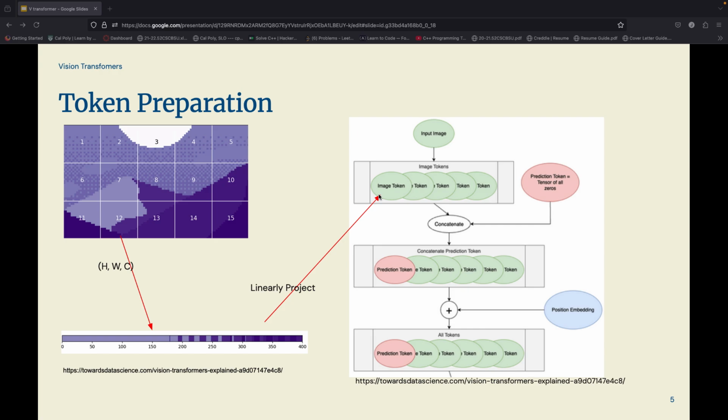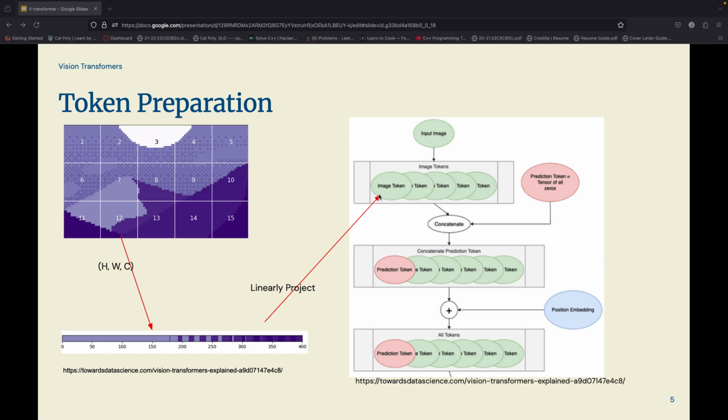After we concatenate the prediction token, we then also want to add a position embedding. This is something they also do in the original Transformers paper. We do this because the positioning of each patch is very important for even humans to classify what an image is. It's like if you scramble a jigsaw puzzle, you won't be able to tell what the original image was. So this just helps out with classifying.